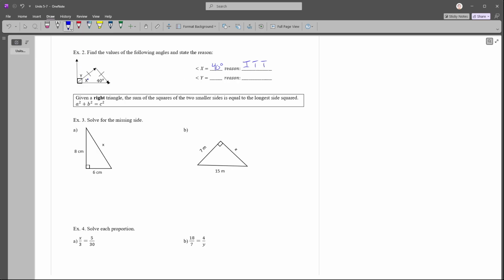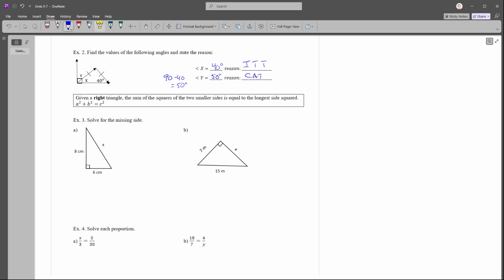Okay, but since I now know that X is 40, that means I can calculate Y, because the complementary angle theorem says that X plus Y are equal to 90. So 90 minus 40 gives me 50 degrees. So that means that Y is equal to 50. And this is going to be the complementary angle theorem.